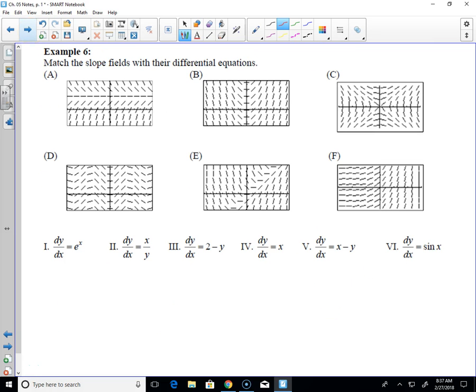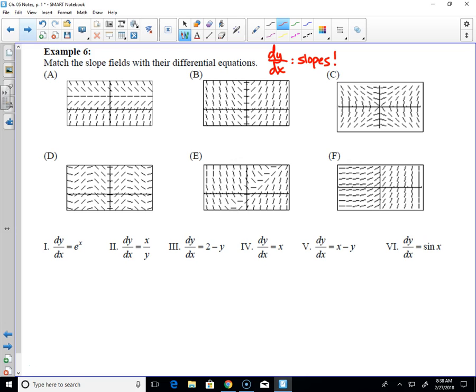Example number 6. Ready? Wait. Hold on. What are we matching with this time? And the derivatives, think about your tables. Don't the derivatives actually determine the slopes themselves, like the number slopes? Can I help with this a little bit?